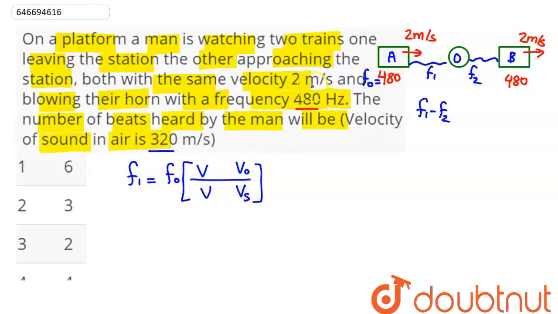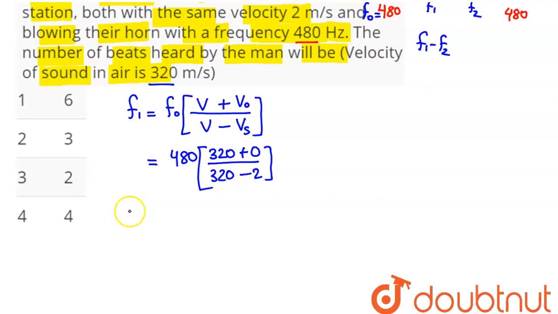Since train A is approaching, the frequency increases, hence this is plus and this part is minus. So F0 is equal to 480, and here we have 320 divided by 320, the velocity of observer is 0 and that of the source is 2. This is plus and this here is minus. Hence F1 comes out to be 480 into 320 divided by 318.